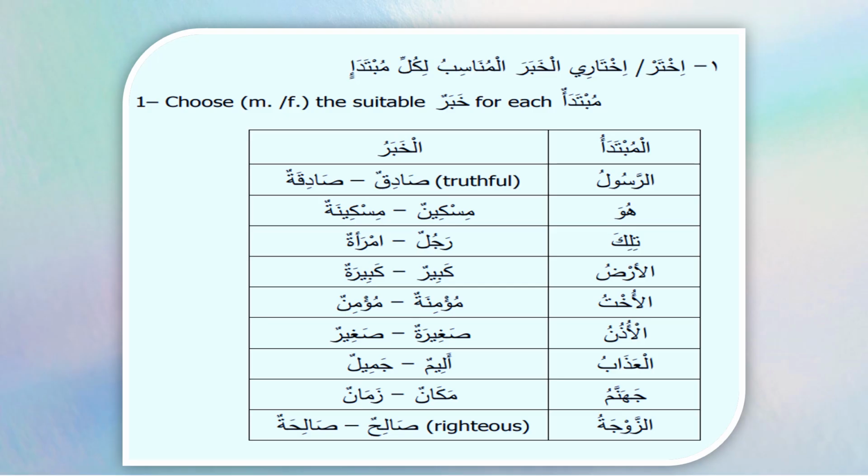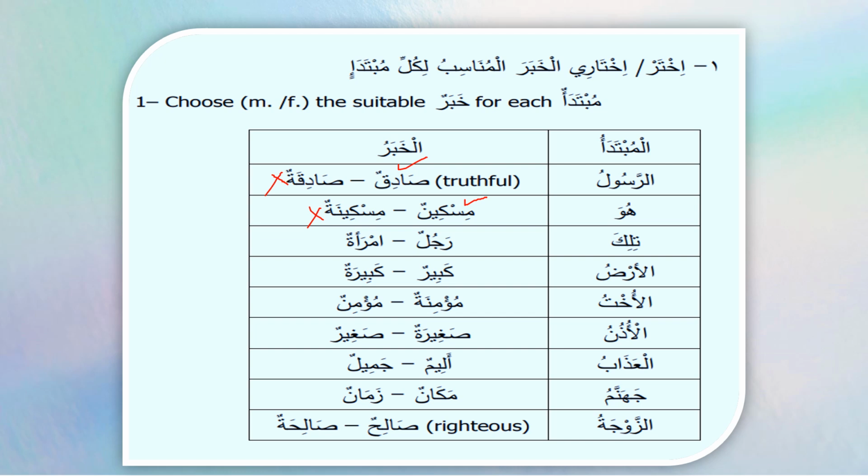Let's quickly do the exercises. It's a really very good exercise on searching for the suitable khabar for the mubtada. So keep in mind the mubtada ar-rasulu. If this is male, know that the khabar matches the mubtada in two things, gender and number. So if this is male, check for the gender first. This is feminine, so out of question. So our answer is sadiqun, meaning truthful. Huwa, this is for male, check for the gender. Miskin or miskinatun? Miskinatun is out of question. We will use miskin. Miskin means poor.